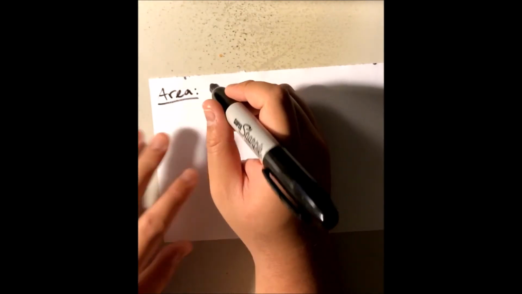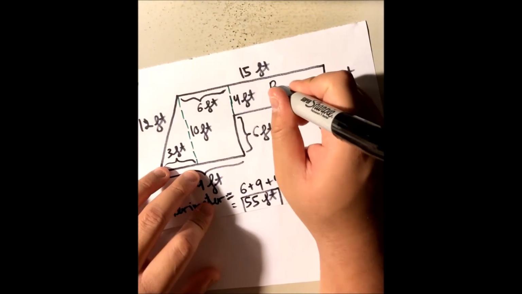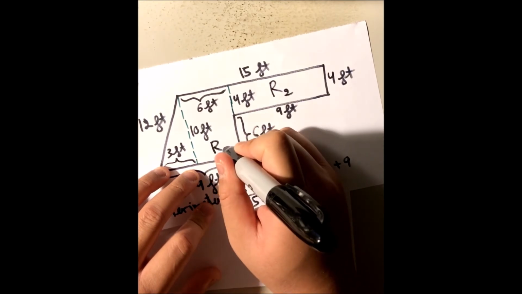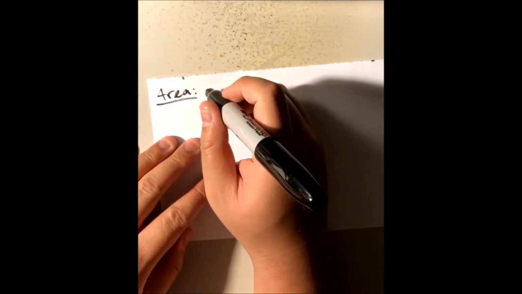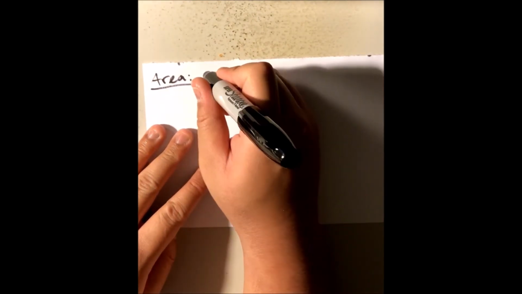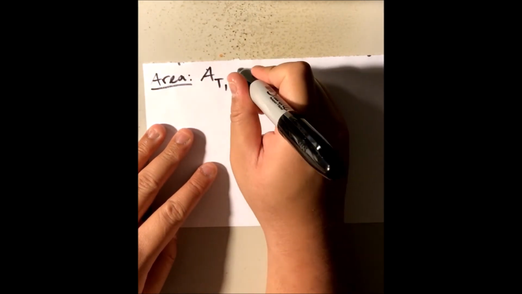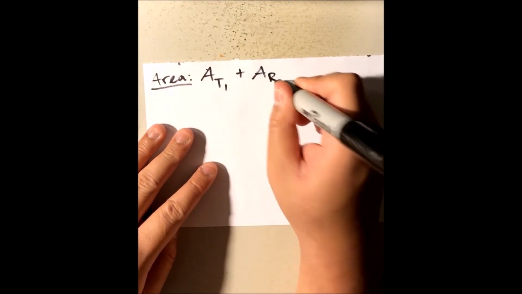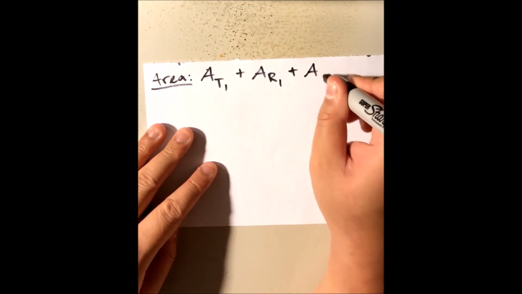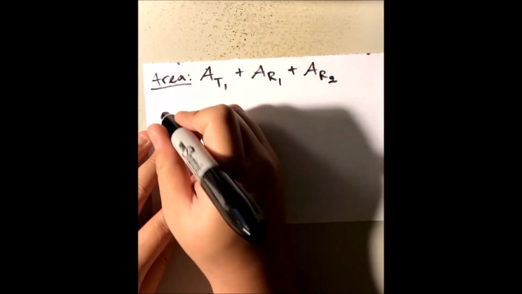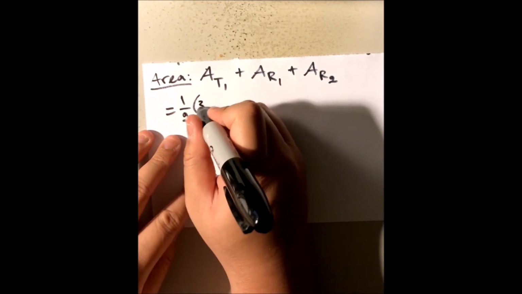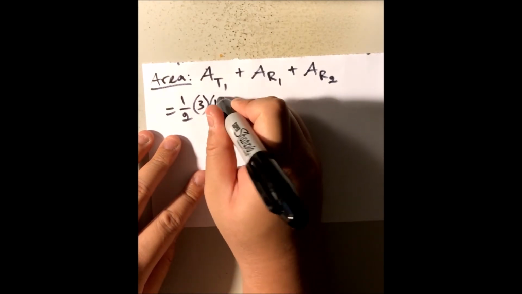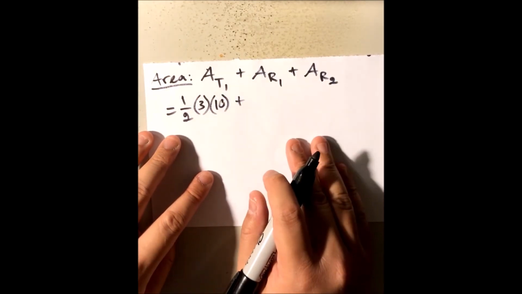So the area of this irregular shape is going to have to be, well, let's see, I'm going to name this R2, this rectangle is R1, and this triangle T1. So this is going to be the sum of the triangle T1 plus the area of the rectangle R1 plus the area of the rectangle R2. Well, we know the area of a triangle is going to be 1/2 multiply the base, which is 3 that we just found, multiply by the height, which is going to be 10, plus the area of a rectangle.